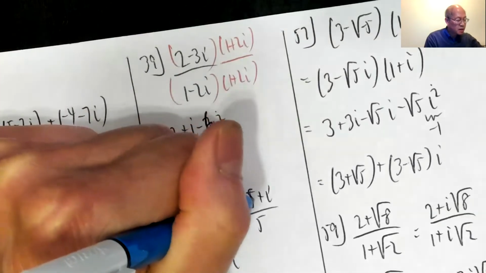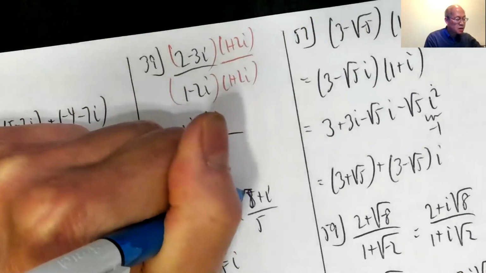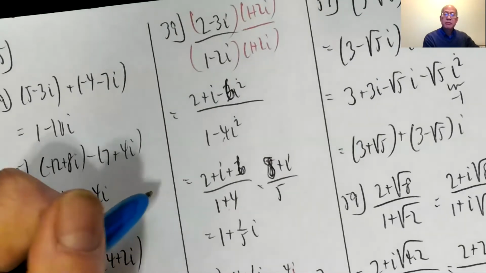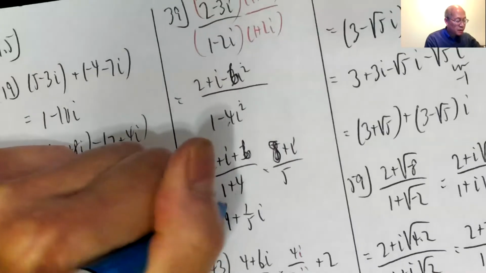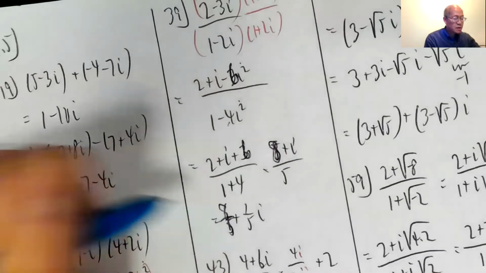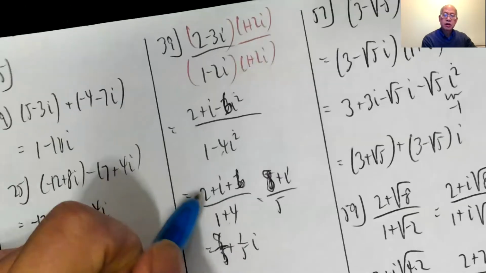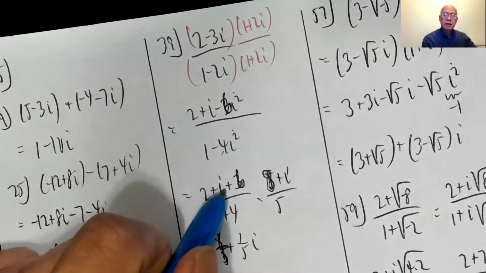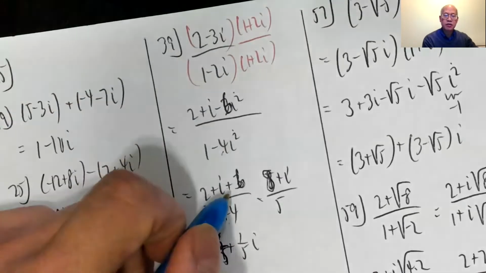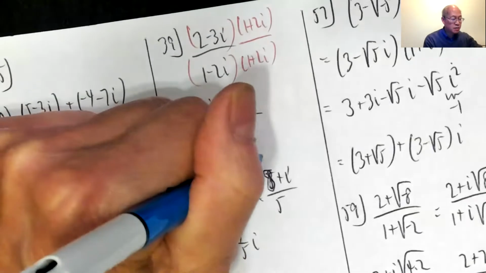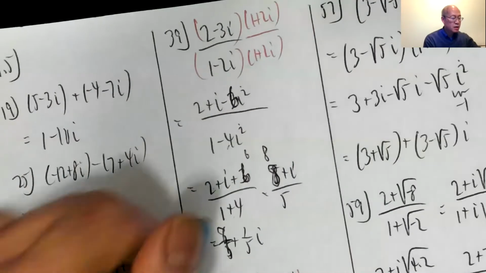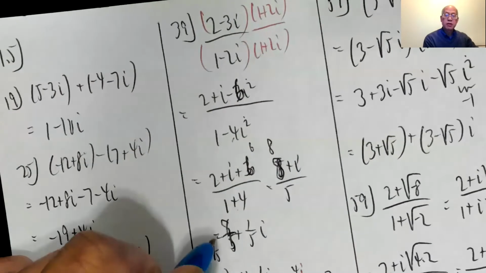So I'll make this 8. 8 plus i over 5, and that makes this 8/5. Okay, 2 plus i minus 6i squared, 2 plus i plus 6, -6 times -1. 2 plus 6 is 8. This is 8 over 5 plus 1/5 i.